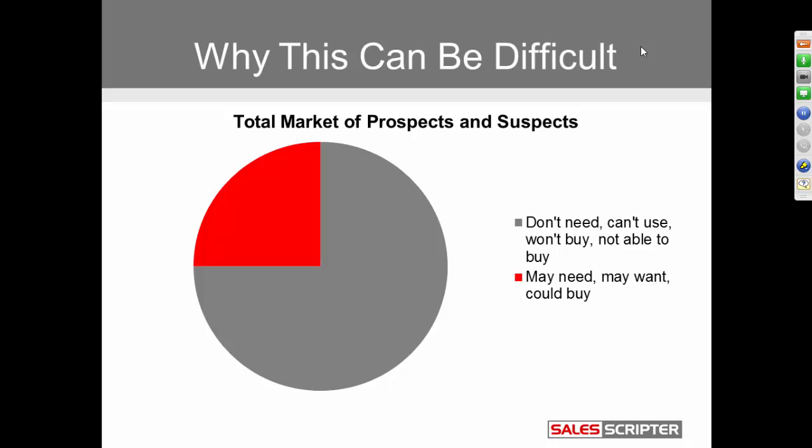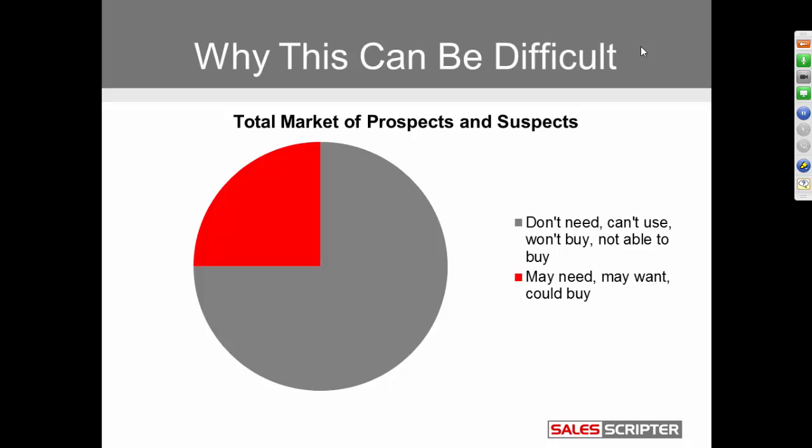Well, if you look at the whole total market of the prospects and suspects that you could sell to, the majority of those might be either individuals or businesses depending on who you sell to, but they might not fit well with what you sell. That's the gray portion of this pie, which is actually the majority of the pie.